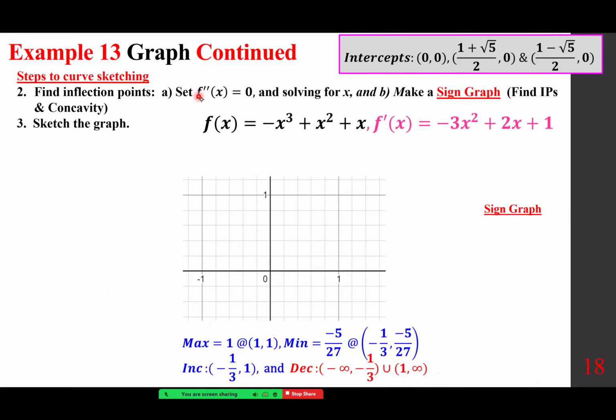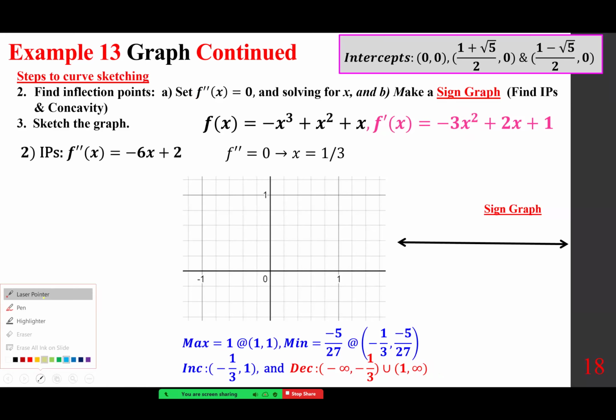So to find inflection points, we're going to go with f double prime, which is minus 6x plus 2. And we set that equal to 0. X becomes 1/3. When you set this equal to 0, class, that means 2 equals 6x, and x is 2 over 6, or 1/3.